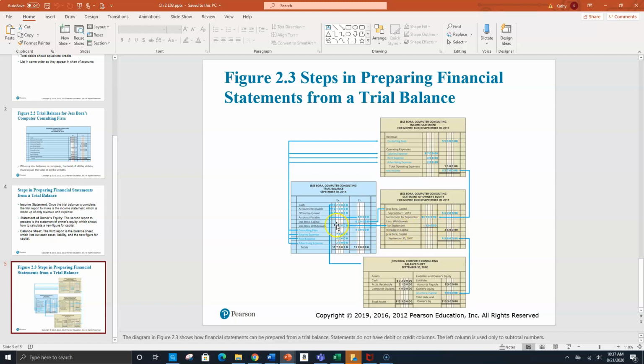You also get your capital and withdrawals for the statement of owner's equity. And then that statement of owner's equity, the ending capital amount, will go to your balance sheet. And you also get your assets and liabilities and capital accounts to complete your balance sheet here.